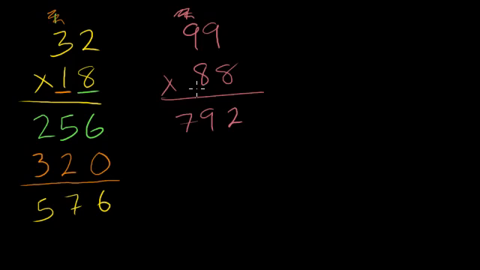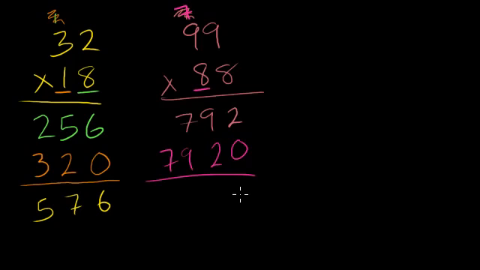In our next step, we're going to multiply this 8 now times 99. But this 8 is an 80. So stick a 0 down there. 8 times 9 is 72. Stick a 7 up there. Then 8 times 9 is 72, plus 7 is 79.